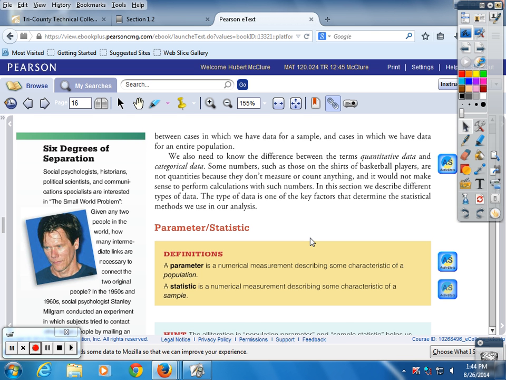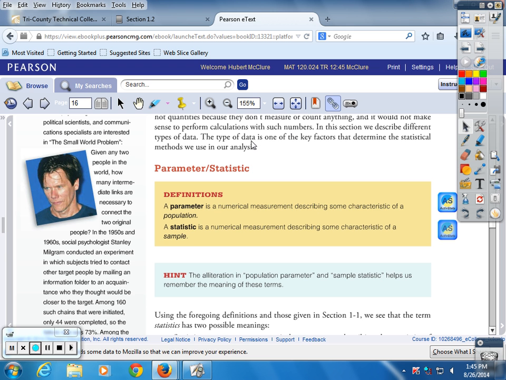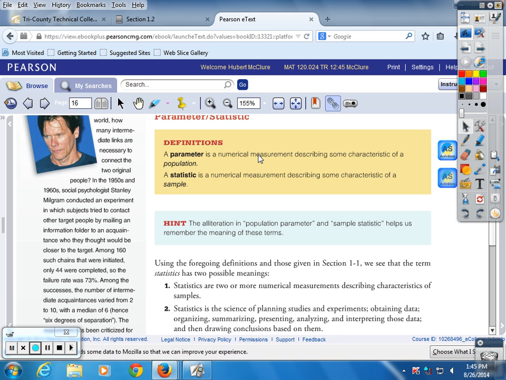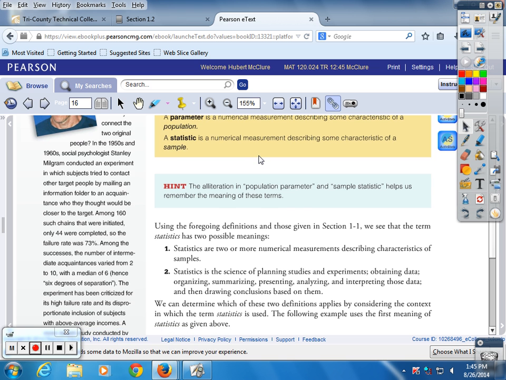Why is this important? Well, it says social psychologists, historians, political scientists, and communication specialists are interested in the small world problem. Given any 2 people in the world, how many intermediate links are necessary to connect the 2 original people? In the 1950s and 1960s, social psychologist Stanley Milgram conducted an experiment in which subjects tried to contact other target people by mailing an information folder to an acquaintance who they thought would be closer to the target.